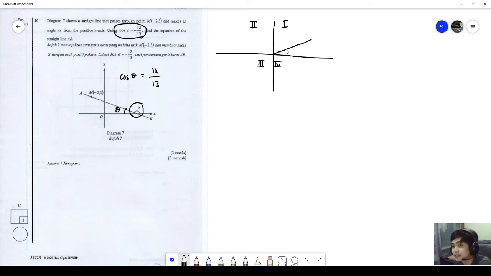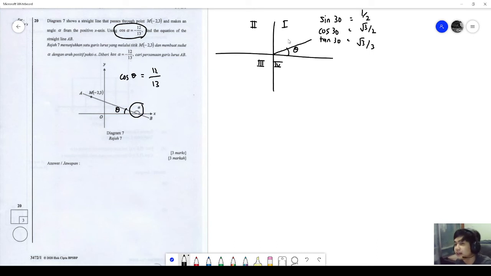So let's just take, for example, theta. I'll use an experiment here. I'll take sine 30, cos 30 and tangent 30. So sine 30 in this case is half. Cos 30, if not mistaken, is root 3 over 2. And tangent 30 is root 3 over 3, I think.